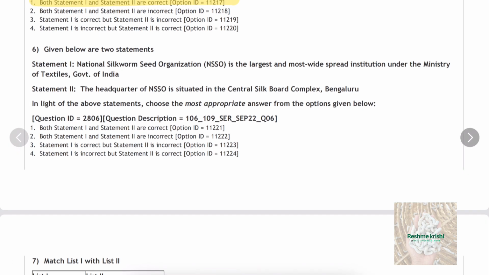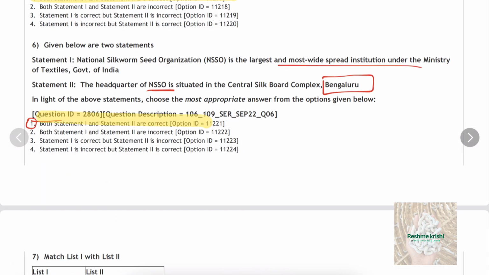National Silkworm Seed Organization (NSSO) is the largest and most widespread. True, the statement is true. See, again a location-based question: where is NSSO located? It is in Bangalore. So both statement A and statement B are correct. So we will be having statement A and statement B.